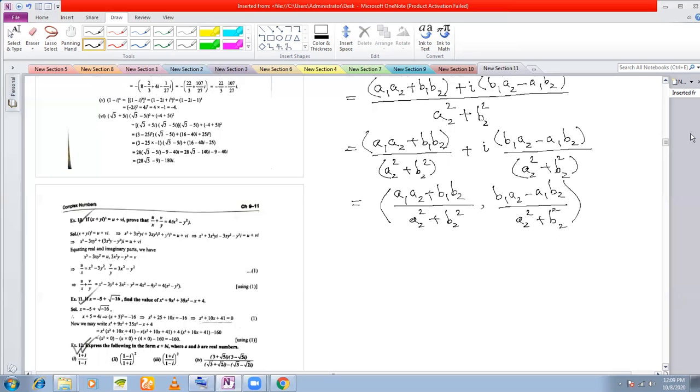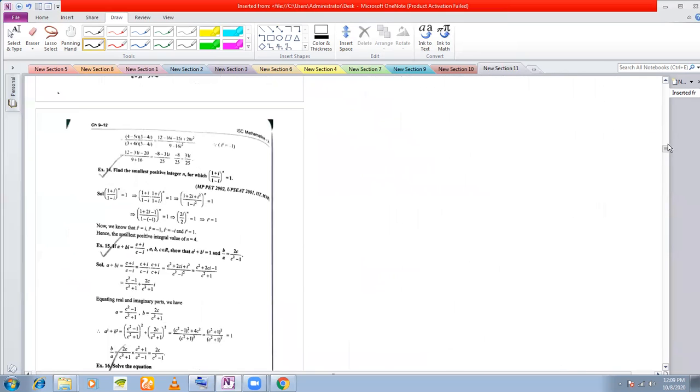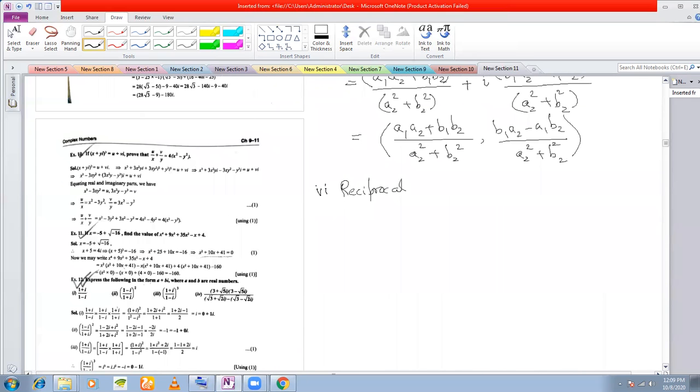So now what is left? Reciprocal of a complex number. This is the last part, reciprocal. How to find out the reciprocal of a complex number? This method is very similar to division. If I have a complex number z equal to a plus ib, how to find out 1 by z, the reciprocal of this number? So I write this as 1 by a plus ib.